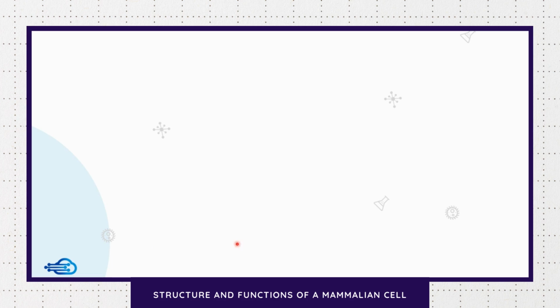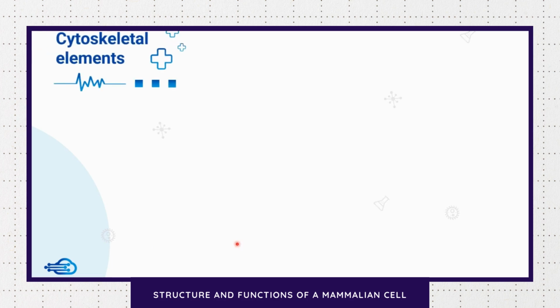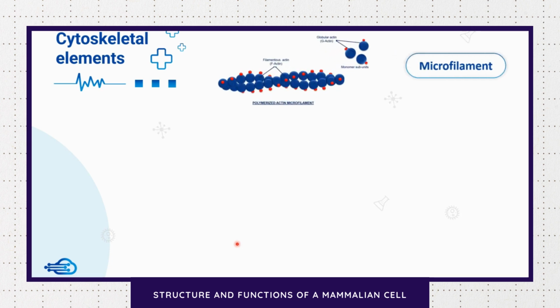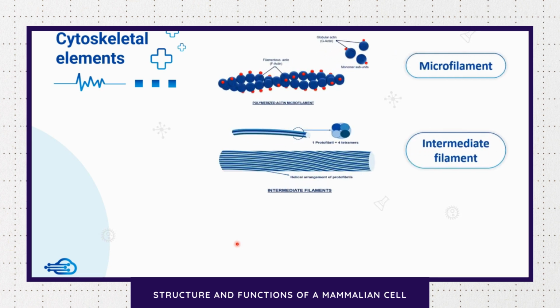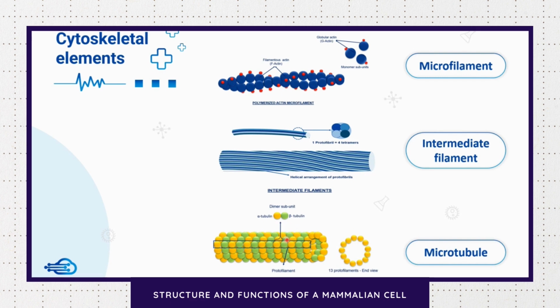Okay, let's move on to the final component of the cell, that is the cytoskeletal element. The cytoskeleton is basically a number of fibers that maintain the shape and structure of the cell. Not only do they maintain the shape and structure, but they also allow the cell to change shape and move in case it is needed. So the cytoskeleton basically consists of microfilaments, intermediate filaments and microtubules. We will deal with them one by one.